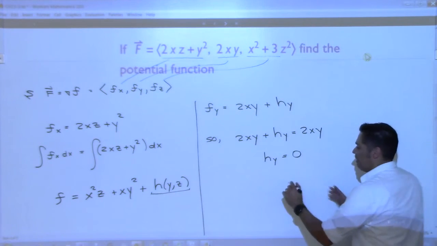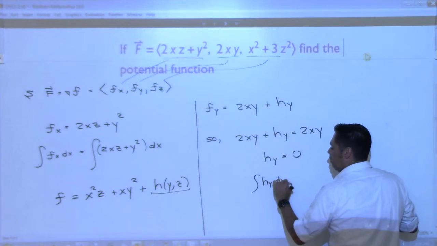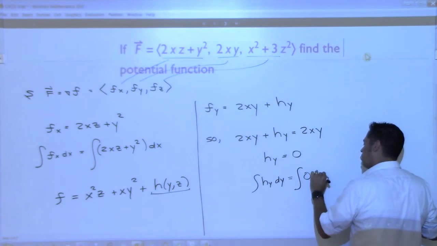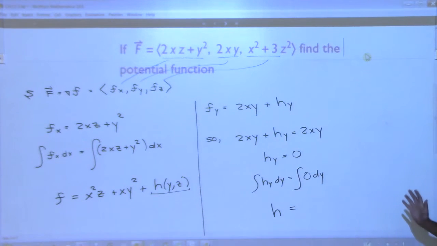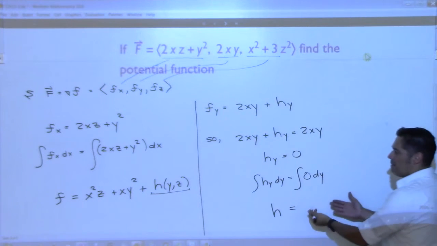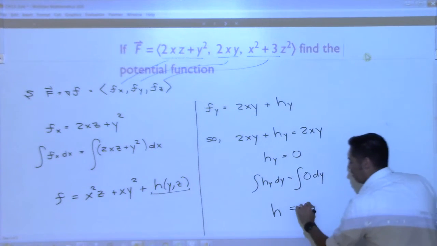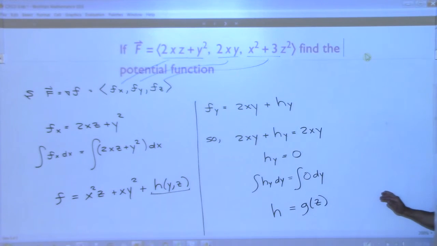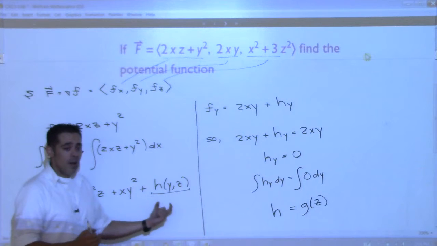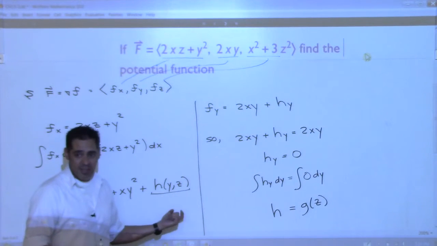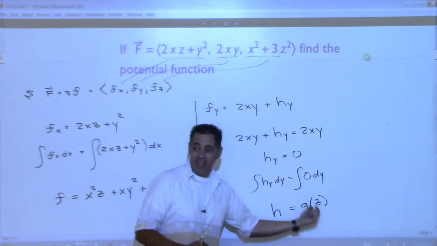Okay? So if I integrate this right now with respect to y, integrate 0 with respect to y, I know this side is h, right? This side is a constant, or could have a z in it. Could have a z in it. So this is some function of z. I'll call it g of z. So here's what I've been able to establish. This h function that I said could potentially have y's and z's in it, so far what I know is that it doesn't have y's in it. It just has, at the most, z's and maybe some constants.